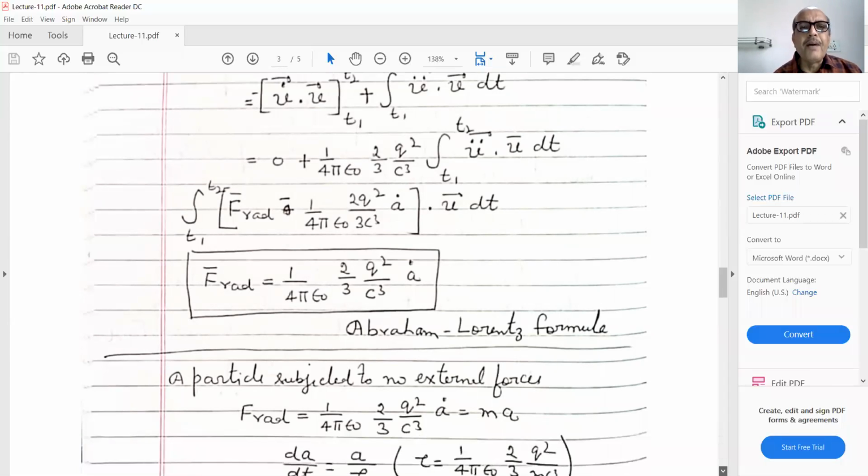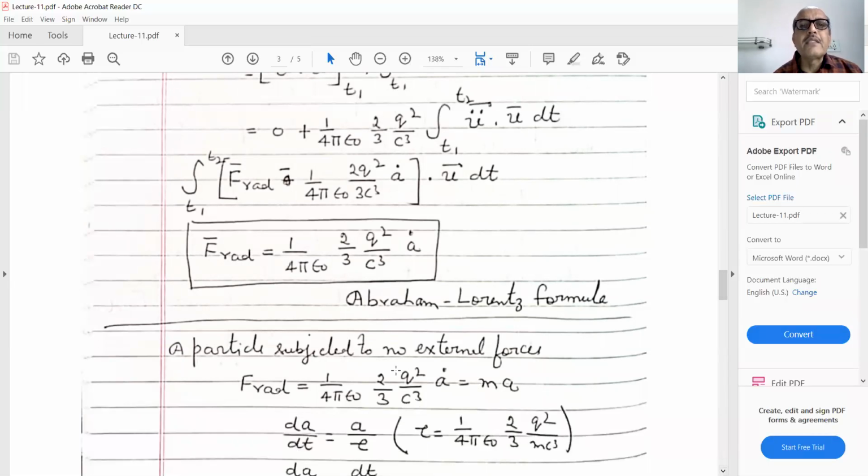Let us consider a particle which is subjected to no external force. I told you in the beginning that in the presence of the radiation force, we have to modify Newton's second law of motion. We have to write the external force vector plus the radiation force vector equal to m into a. That is the modified Newton's second law of motion.